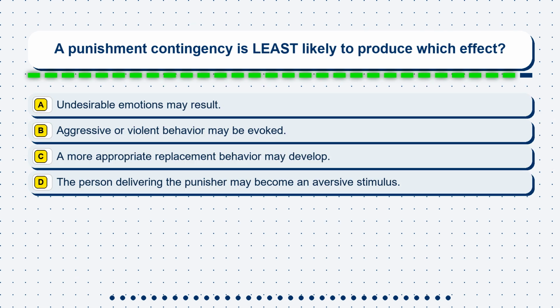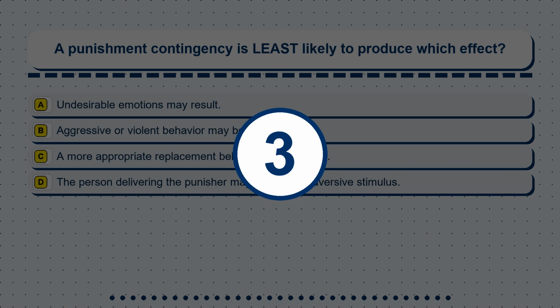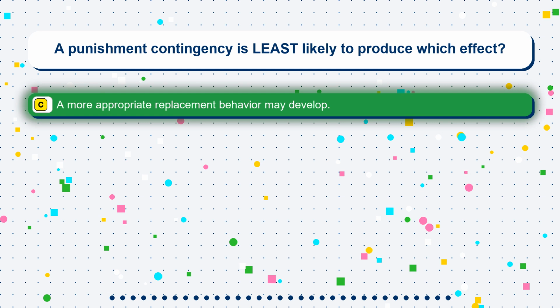Question 25. A punishment contingency is least likely to produce which effect? Option A, undesirable emotions may result. Option B, aggressive or violent behavior may be evoked. Option C, a more appropriate replacement behavior may develop. Option D, the person delivering the punisher may become an aversive stimulus. The correct answer is Option C, a more appropriate replacement behavior may develop.